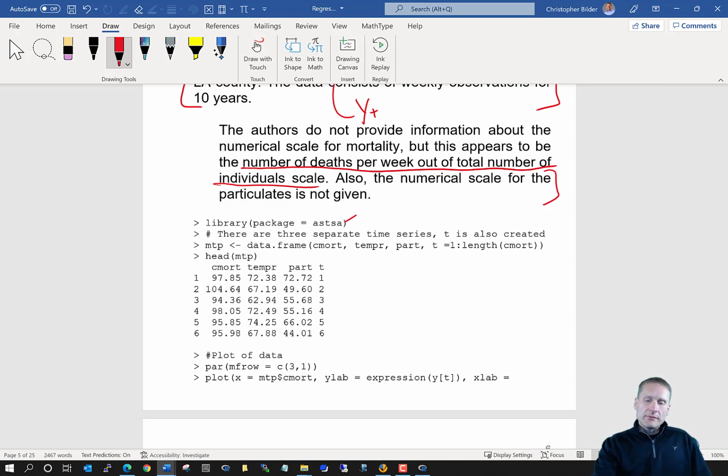Okay, so this data is in Shumway and Stoffer's corresponding package, astsa. And what I'm going to do is create a data frame called mtp. And this is going to contain the vectors that the authors have put together for this corresponding data. cmort stands for cardiovascular mortality. tempr is that temperature. part is the particulates. And also I'm going to form a variable called t, which just simply gives me 1 to the number of observations that are in the data set. I think in total there might be about 600 observations. So this is what it looks like. So at time 1, these are the particular values that were observed.